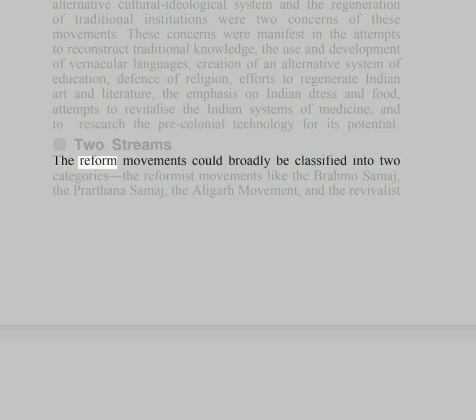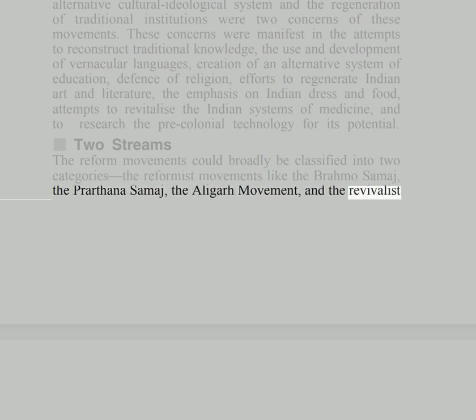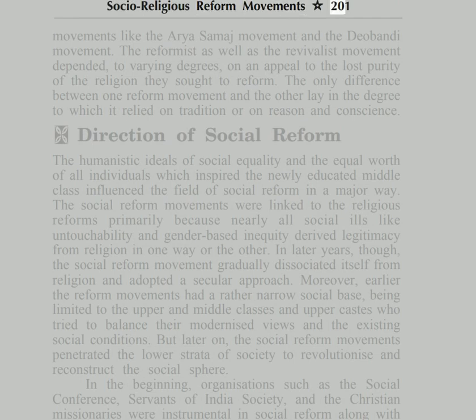Two streams. The reform movements could broadly be classified into two categories: the reformist movements like the Brahmo Samaj, the Prarthana Samaj, the Aligarh movement, and the revivalist movements.